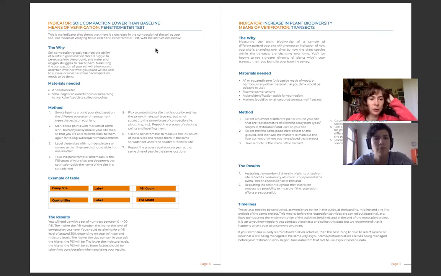So you basically mark out 6 points around the site, mark them with markers, label them with numbers and put them on your Google map, and then measure the PSI count at the sites and label. You can create a little table, so campsite number, label number, and PSI count.